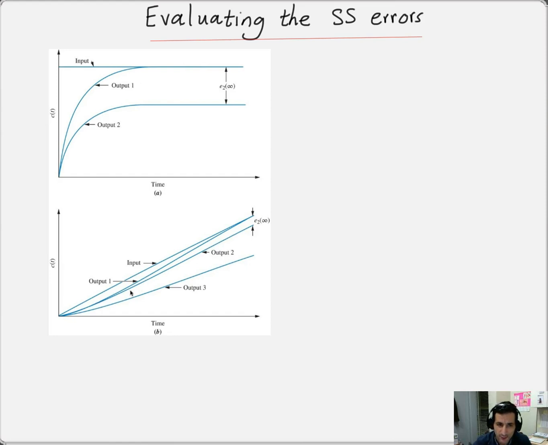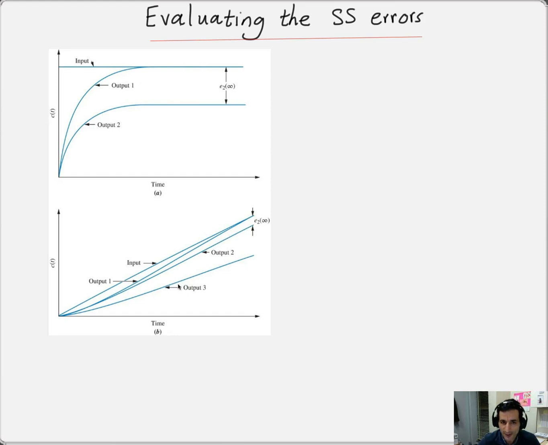And then we have the second output, output 2. It actually starts going up, and eventually it's going to reach the same slope of increase as your input, but it's going to maintain a constant difference even at steady state. So in this case, we say that we have a constant bias, or a constant steady state error between output 2 and your desired input.